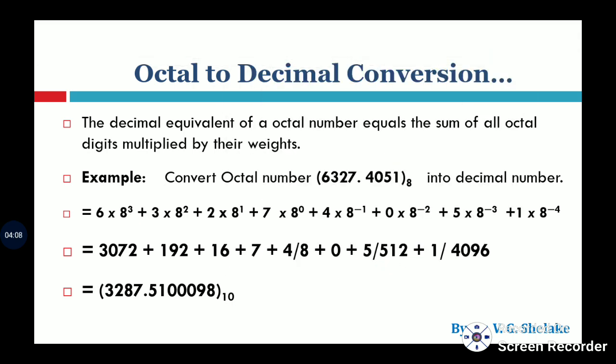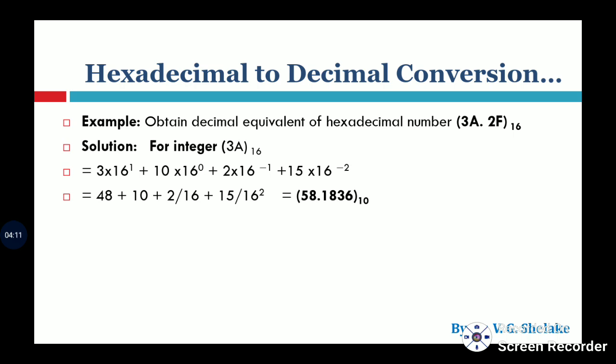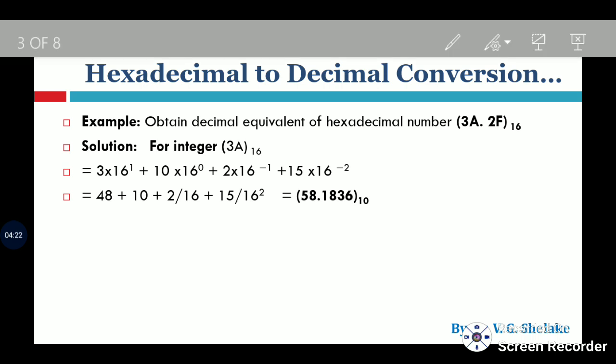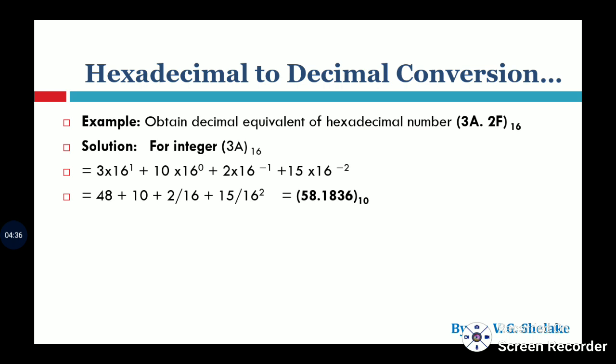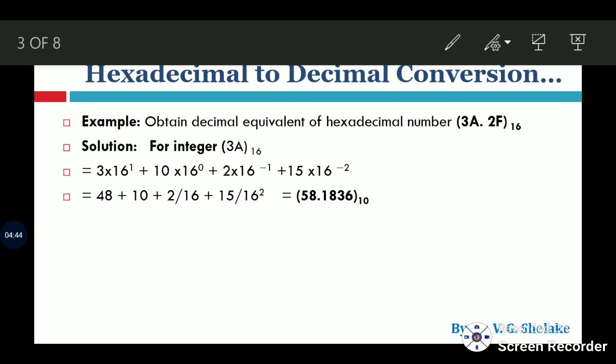Similarly, as an example, we want to convert hexadecimal into decimal. No doubt we know that hexadecimal contains 16 symbols: 0 to 9 and A to F. So suppose this is one number, that is 3A.2F. This fraction point is called a hexadecimal point, and now we have to convert this hexadecimal number into a decimal number. Similar to binary to decimal and octal to decimal, we have to note down the weight of each digit, and we have to add these.